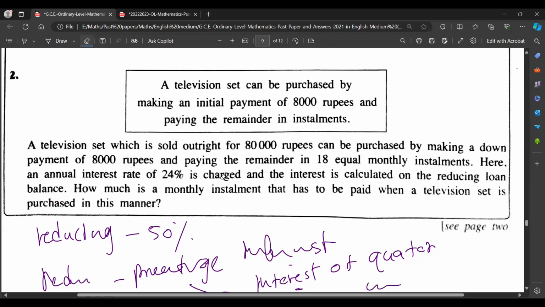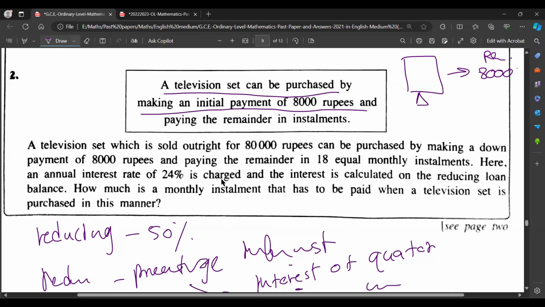What is the question here? A television set is sold outright for 8,000 rupees. First of all, they say like this: a television set can be purchased by making an initial payment of 8,000 rupees, actually a down payment. The actual value is 80,000. In the beginning 8,000 is paid, so there are 72,000 remaining.